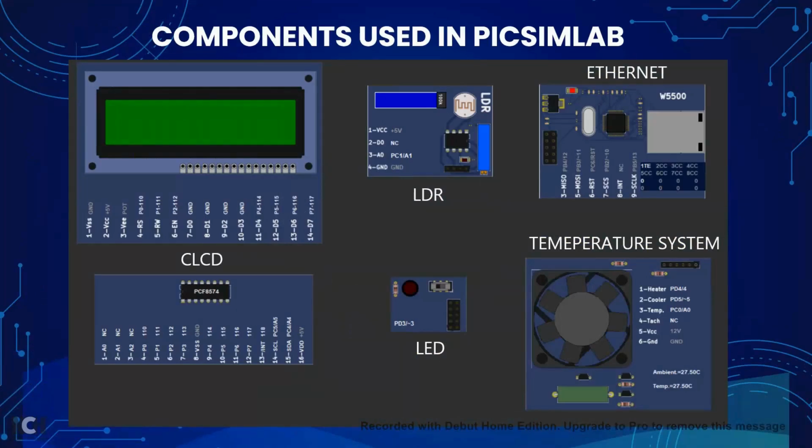So these are the components that we used in our PICSimlab project. This includes the CLCD. These are the modules in the CLCD. Then this is the LDR sensor. Then this is the LED. Then this is the Ethernet shield that we are externally connecting, which is required to view the output through the Blink app. Then the temperature system is mainly used for the heater and cooler option.